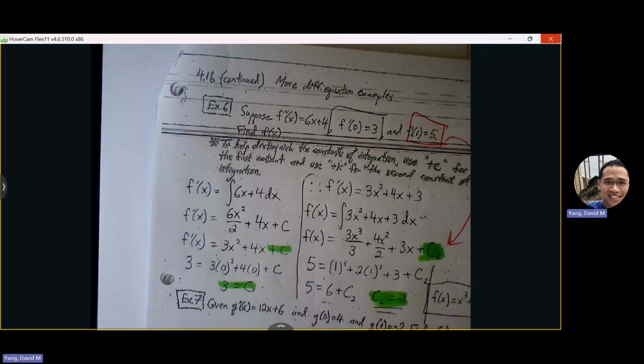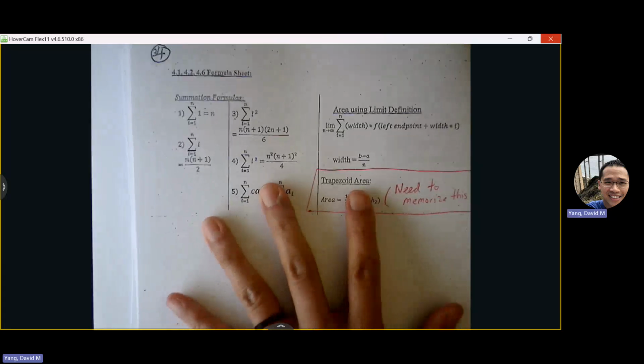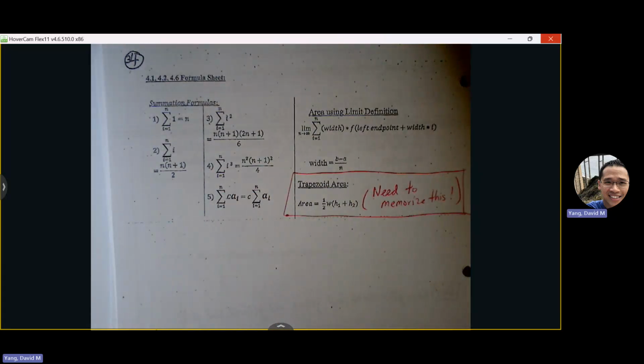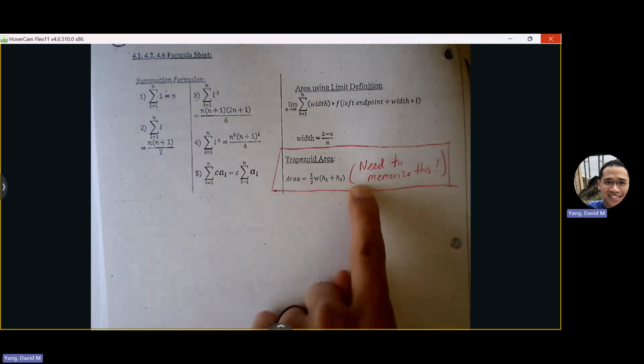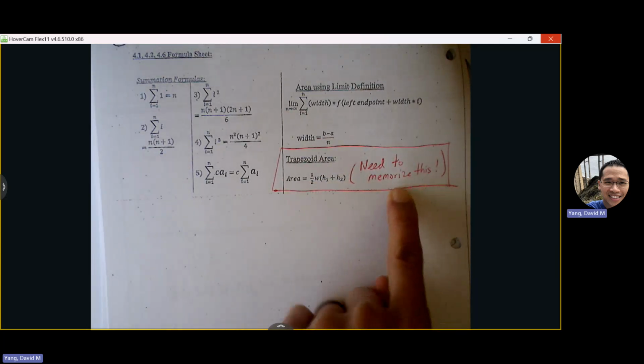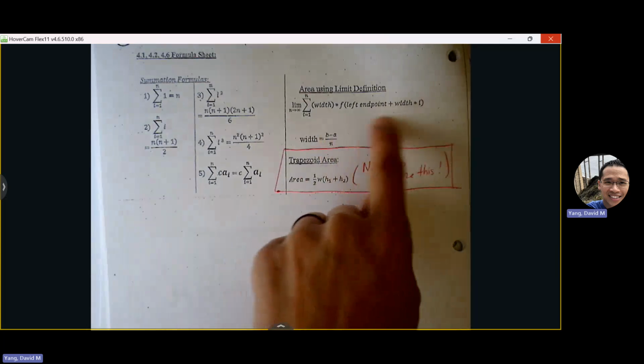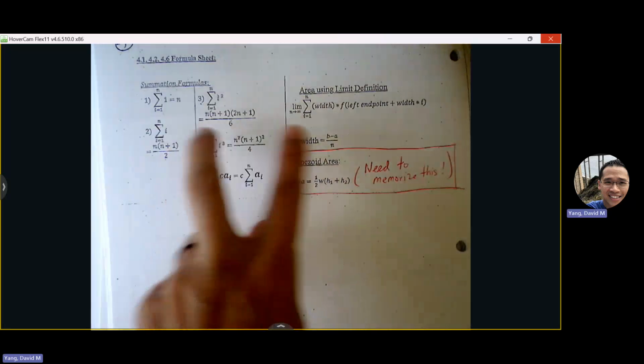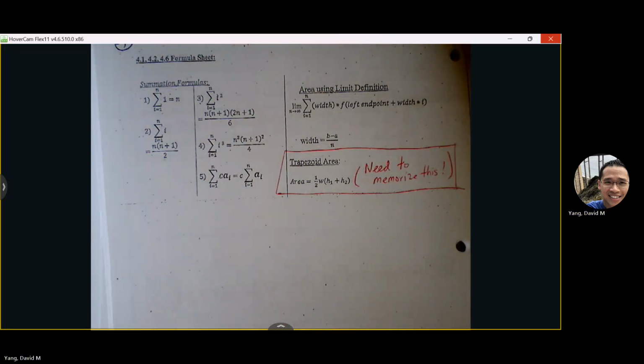All right, just one more thing here. If you can turn to page 34. Page 34 is the formula sheet that I will provide for you on the quiz, except for trapezoid. So this I do need you to memorize. But everything associated with the area definition of a limit, the width, the summation, I will give those to you.